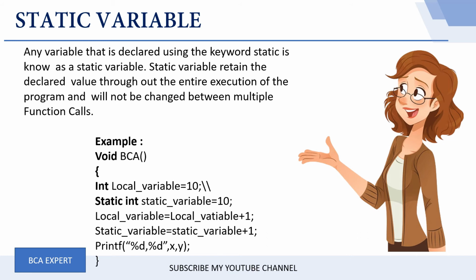Now I can perform some operations, such as adding one to the value stored in the local variable. The local variable will accept it and execute the code, and the value of the local variable will become 11. But when you come to a static variable and try these operations on that variable, the compiler will throw an error saying that the static variable cannot be changed.